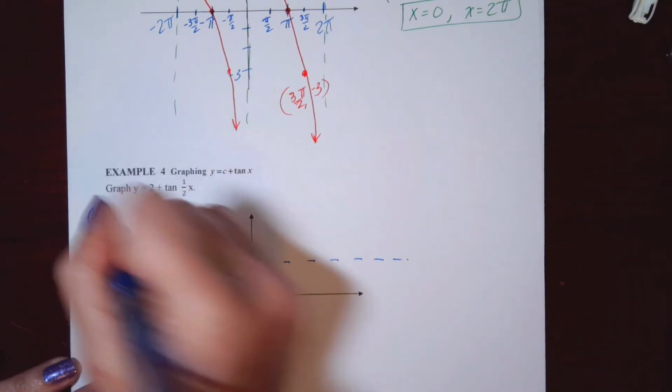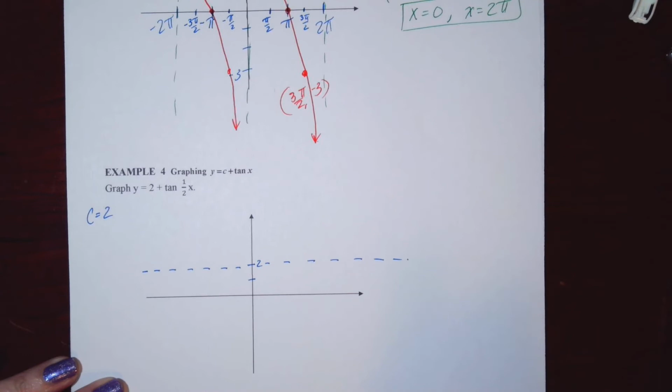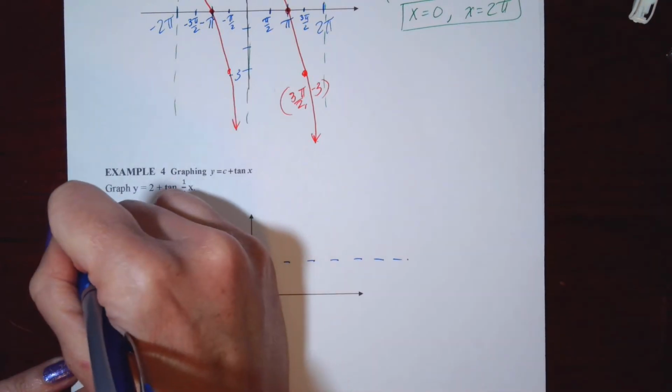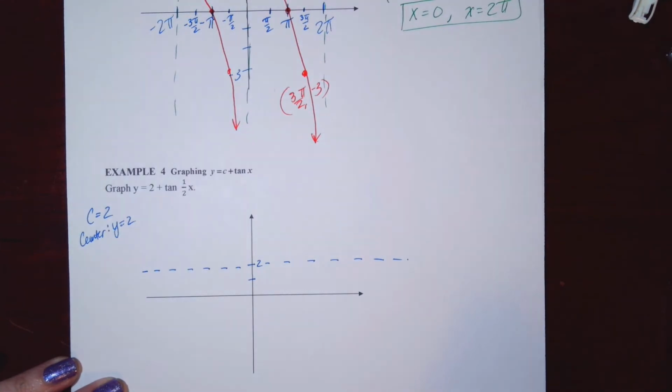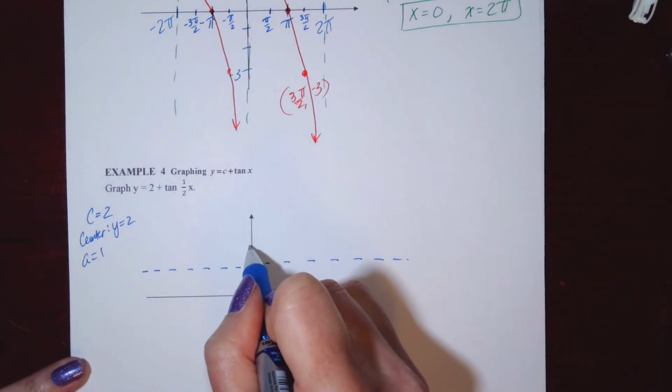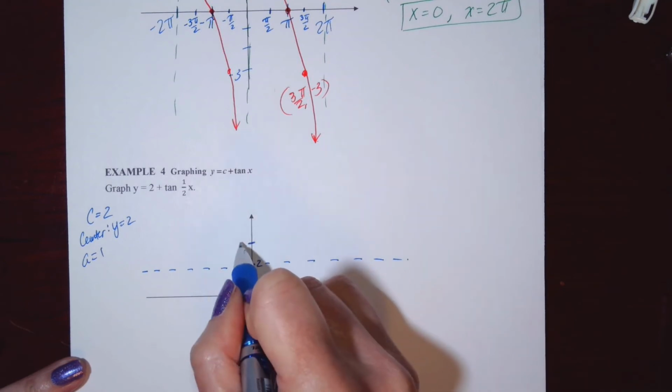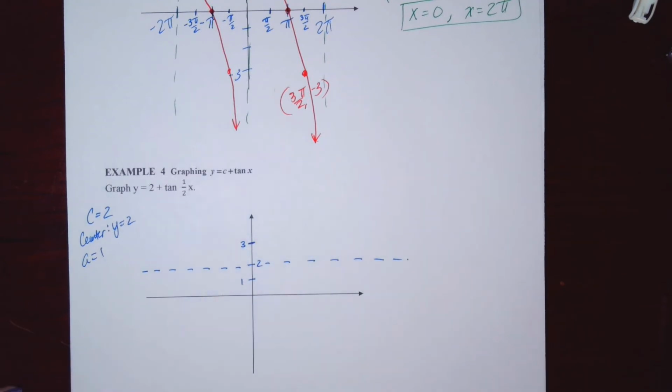C is 2. So center is that line y equals 2. A is just 1. So when I do my quarter function values from center, I'm just going up to 3 or down to 1. Those are going to be my quarter function values.